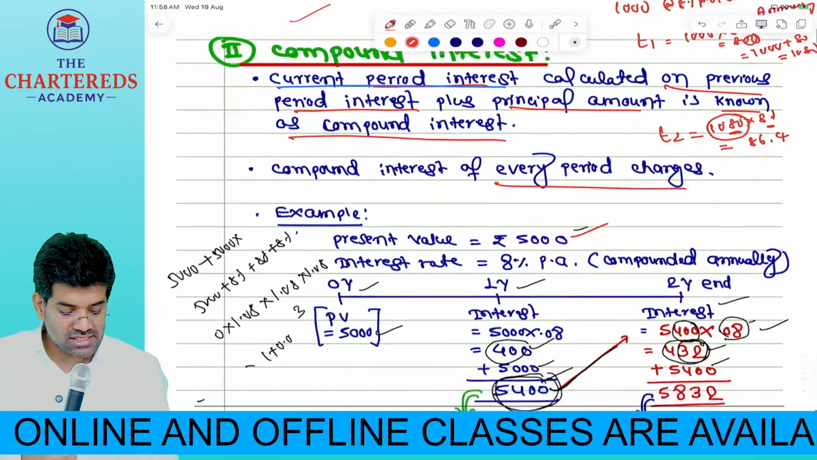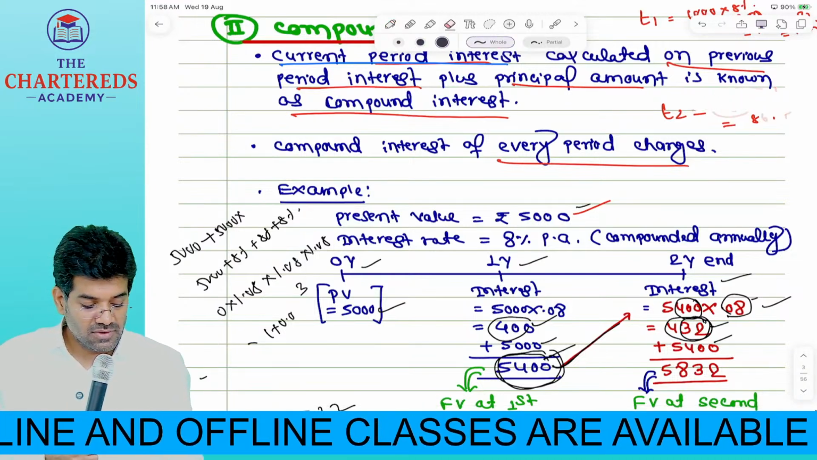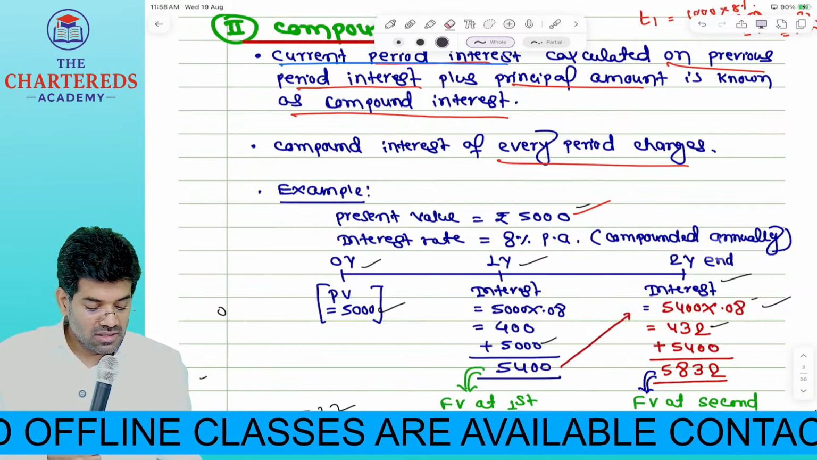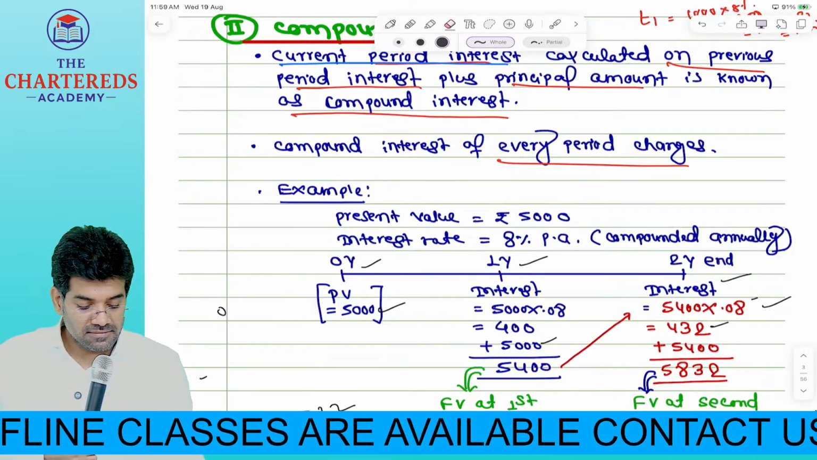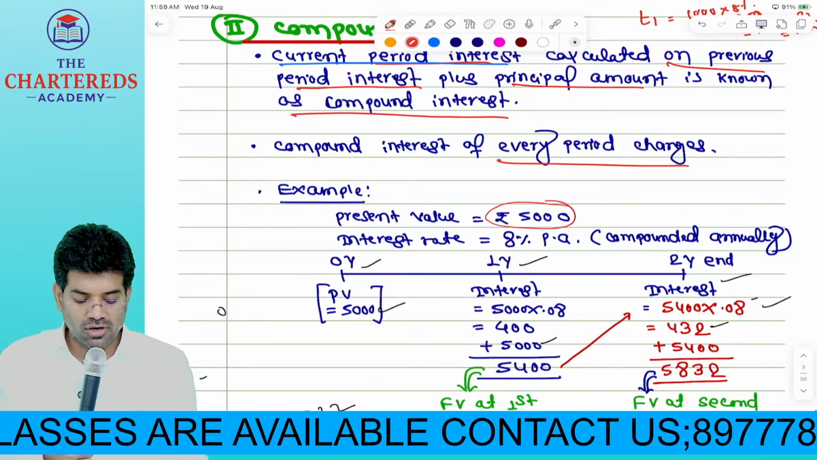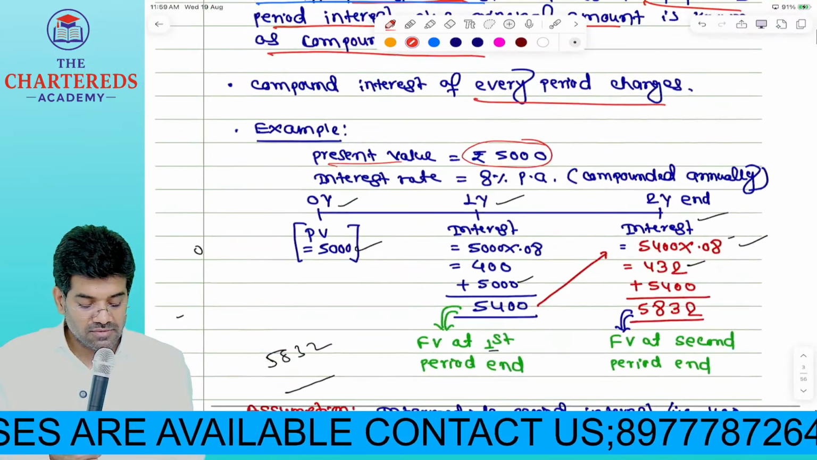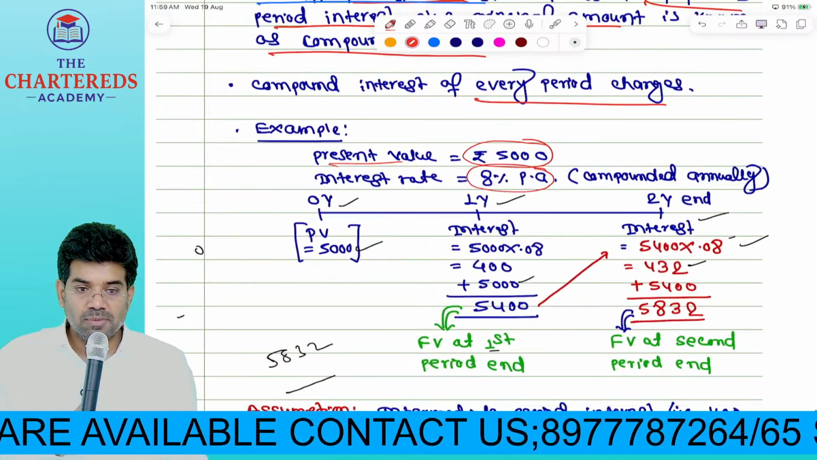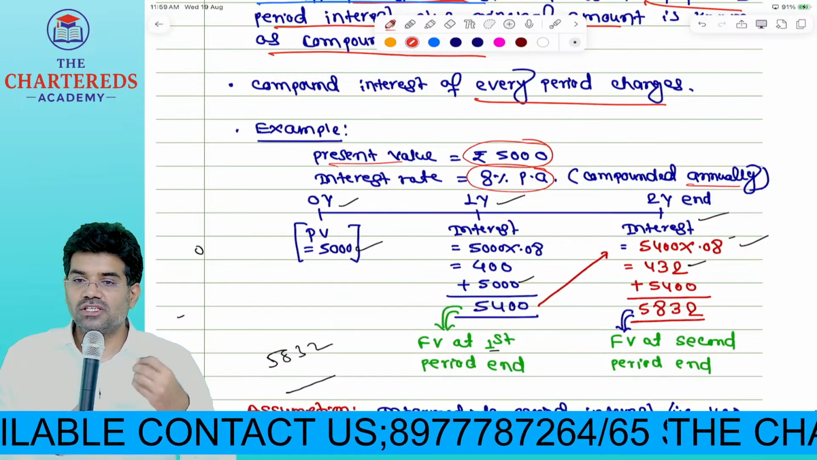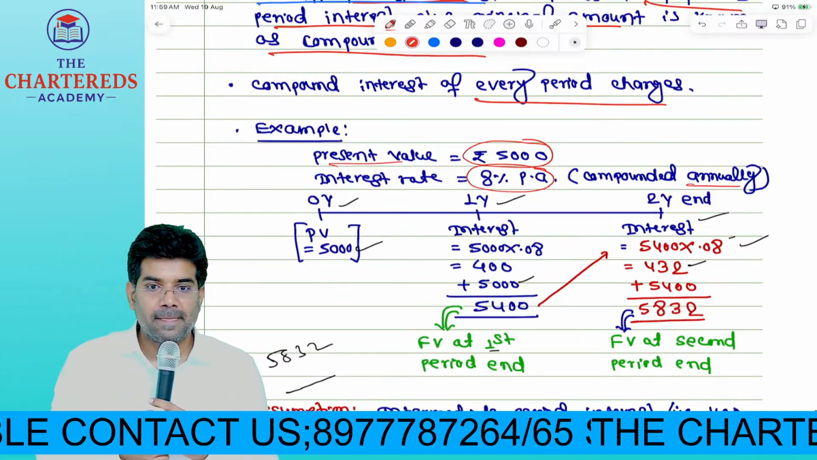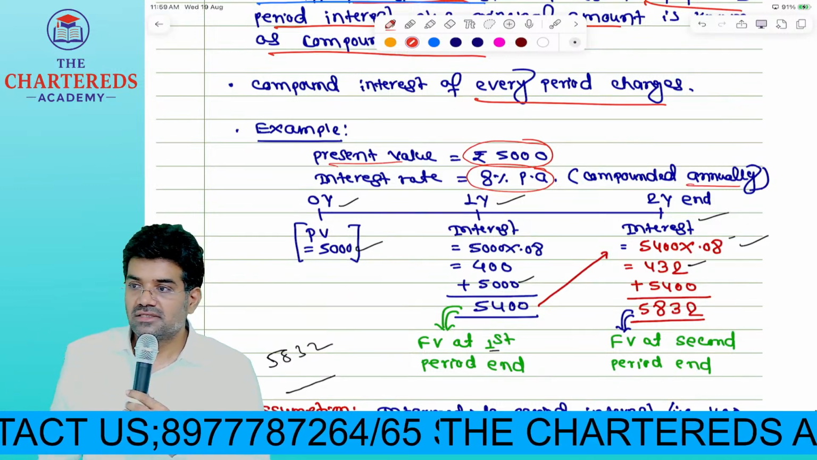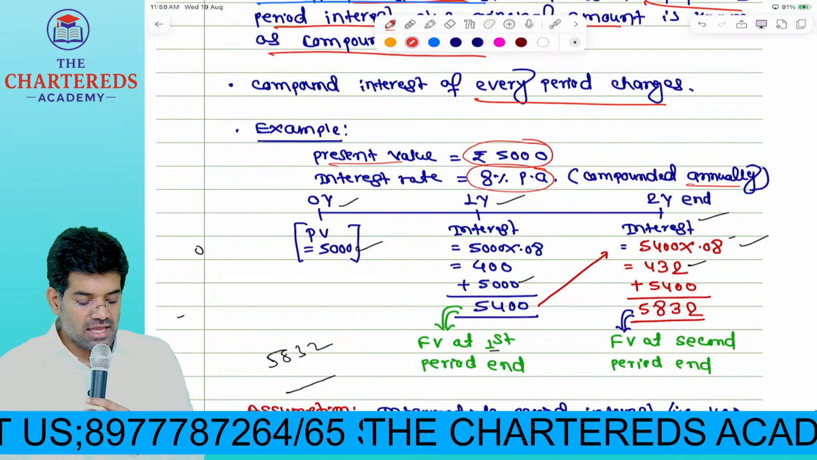In this case I have shown an example of 5,000 rupees. You can see here, 5,000 rupees is the investment amount. We can also call it present value. Interest rate is 8% per annum compounded annually. What is the meaning of compounded annually? Interest will be calculated for every year, once in a year.